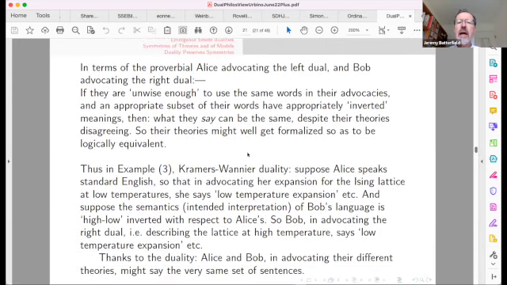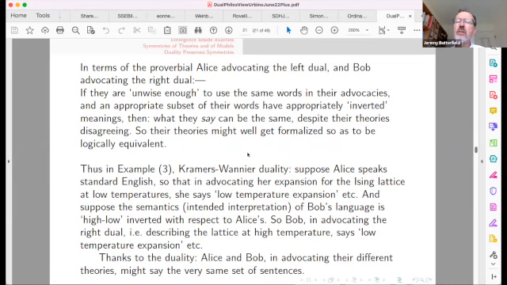And now let's call the person who advocates the left dual Alice and the one who advocates the right dual Bob. But just imagine that Alice and Bob are unfortunate or unwise. By coincidence, they use the same words when they advocate their theories, and an appropriate subset of their words have been inverted in their meanings so that they say out loud the very same words, even though their theories disagree. In that way, their theories could even be formalized so as to be logically equivalent.